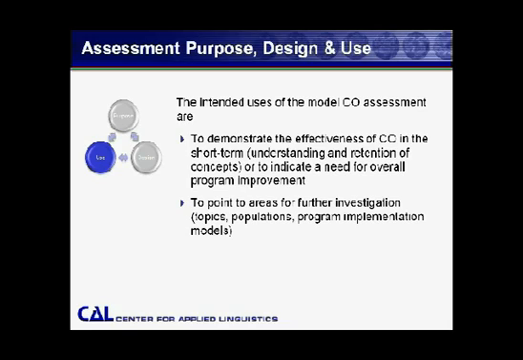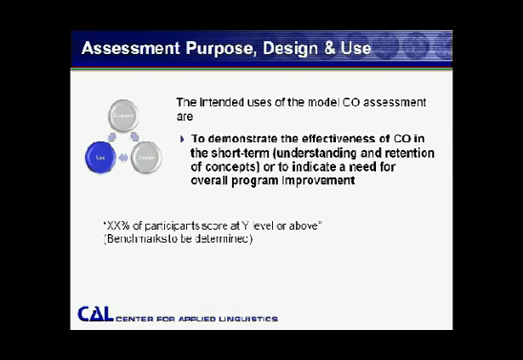Thinking about the demonstration of effectiveness in the short term, you might come out with a statement like X participants scored at Y level or above. So a typical way of looking at an average score is looking at how many people scored above a certain benchmark. Now, we don't know what those benchmarks are right now because we have no previous effort to assess CO learning or effectiveness to compare to.